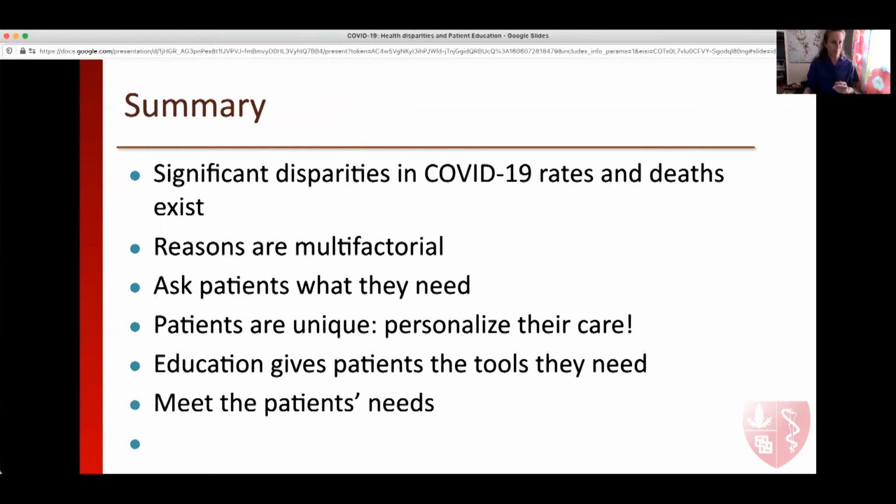So in summary, obviously significant disparities in COVID-19 exist. There's a lot of reasons. Many of them we can address. It's not genetic, it's things we can address. It is important to ask patients what they need. And I'm going to give a little example here.